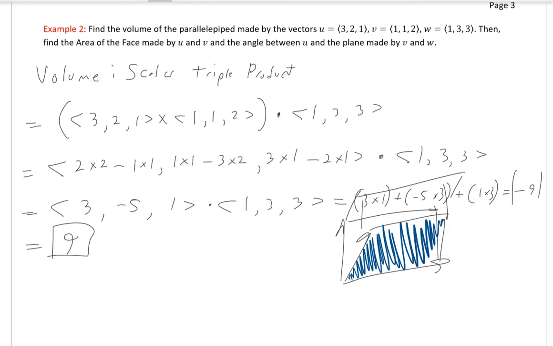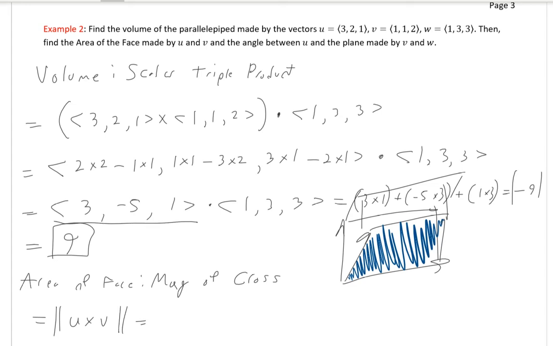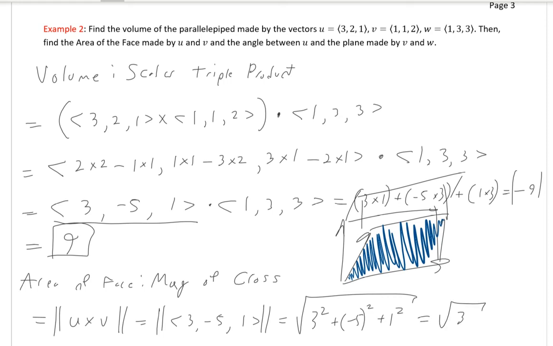then to find the area of that parallelogram, we can find that by doing the magnitude of the cross product. So if we need to find the area of the face, we're going to do the magnitude of u cross v, which we already found. We found that to be 3, negative 5, and 1. So we need the magnitude of 3, negative 5, and 1. It's going to give us 3 squared, negative 5 squared, and 1 squared. So 9 plus 1 is 10, plus 25 is 35. So we get root 35.